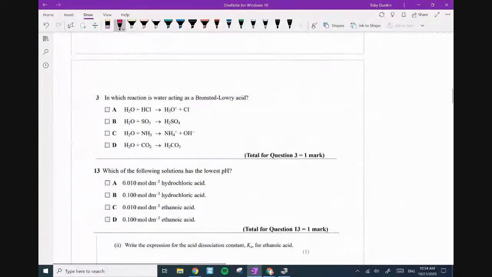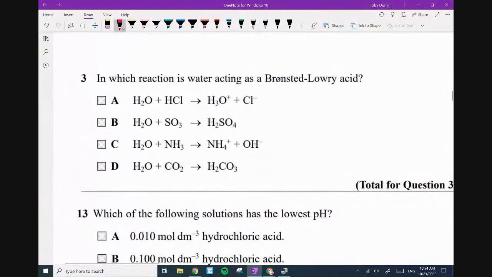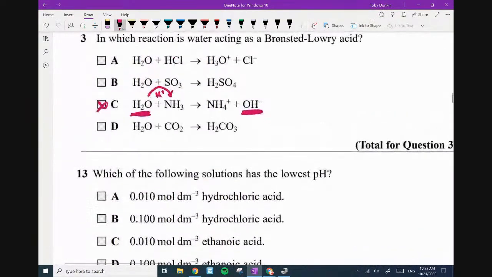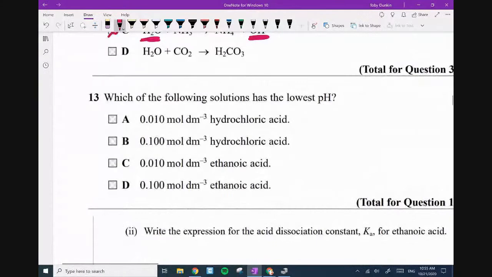Moving on. Next, in which reaction is water acting as a Bronsted-Lowry acid? So the water needs to donate a proton. C. There we go, because it started off as H2O, ending as OH minus, and it's giving a proton over to the ammonia. Bronsted-Lowry acid. Winner.